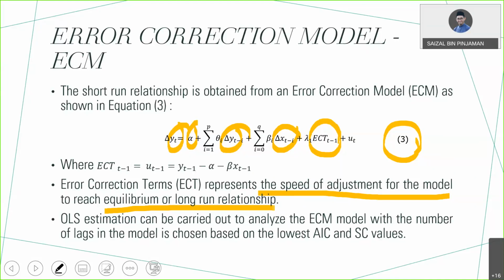And in order to conduct the error correction model, we can use the ordinary least square estimation. Just like the ARDL model, in order to choose the lag values in the model, represented with P and Q here, we can use a number of criteria, including the AIC and the SIC, the Akaike info criterion and Schwarz criterion.